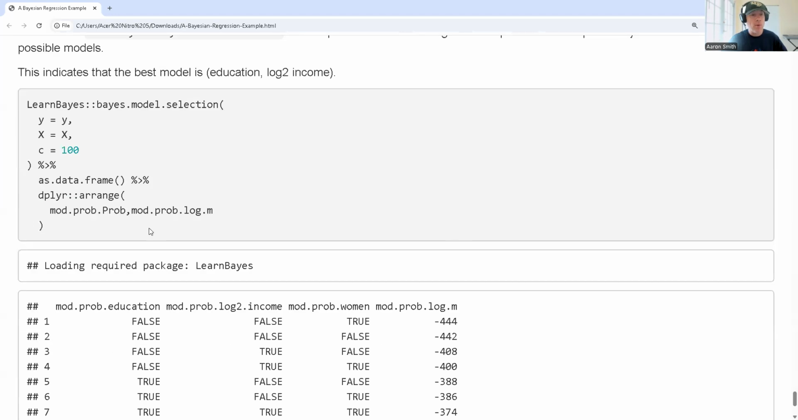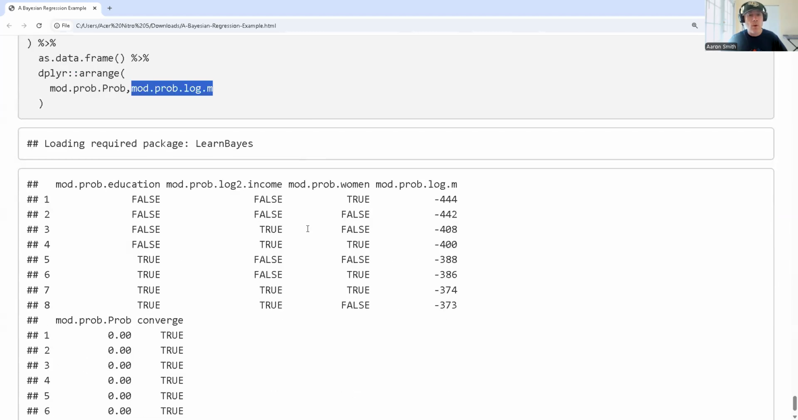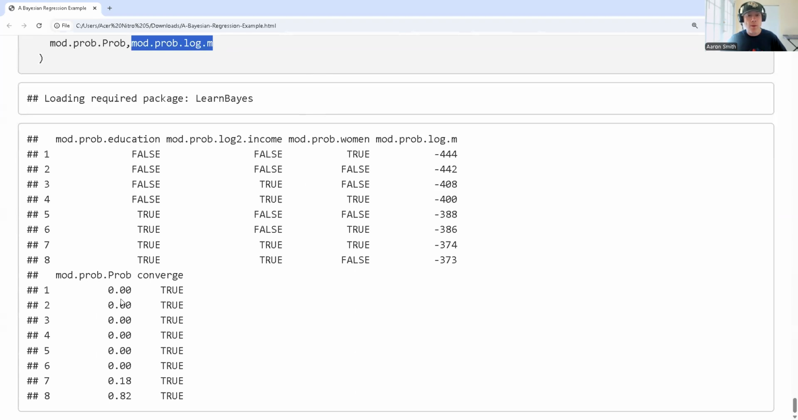Okay, and so now I'm going to sort, after I get everything out, I'm going to sort by probability and the log M. And you'll notice, so how I have this set up here, the bottom one is the one with the greatest probability, and it's by a large margin. And so I see that education is true, log 2 of income is true, women is false. That's kind of interesting. And so by this criteria, by this data, this model structure, our best model is education, log 2 income, and intercept by what we just computed.